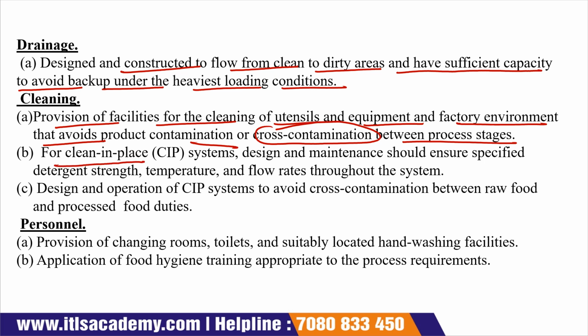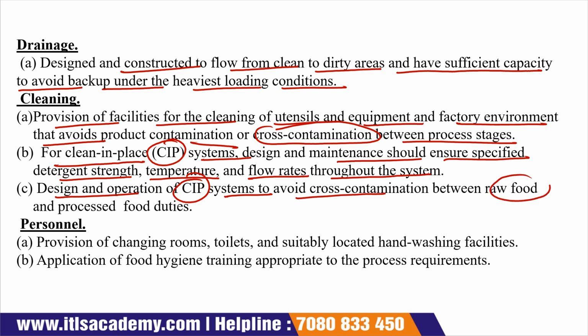For cleaning in place, that is also called a CIP system, the design and maintenance should ensure a specified detergent strength, temperature and flow rate throughout the system. Design and operation of the CIP system so that it will avoid cross contamination between the raw food and the processed food duties. The next is your personnel.